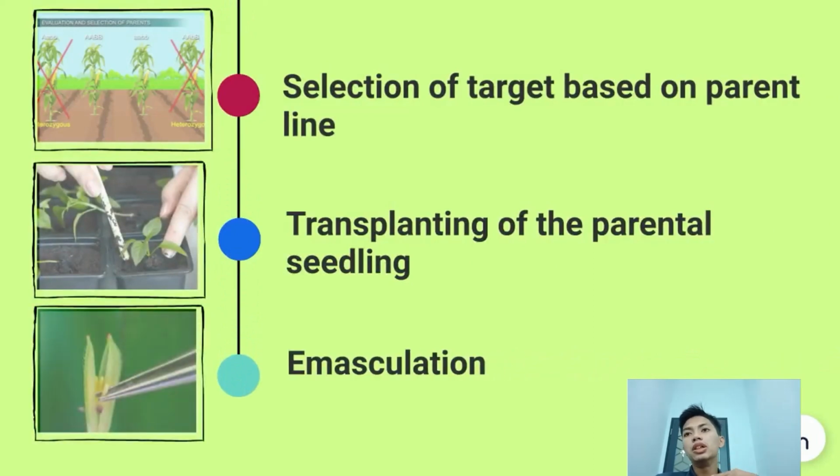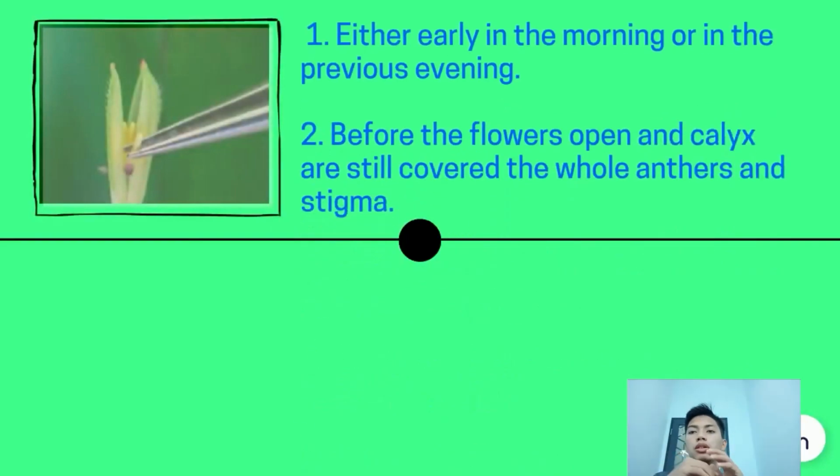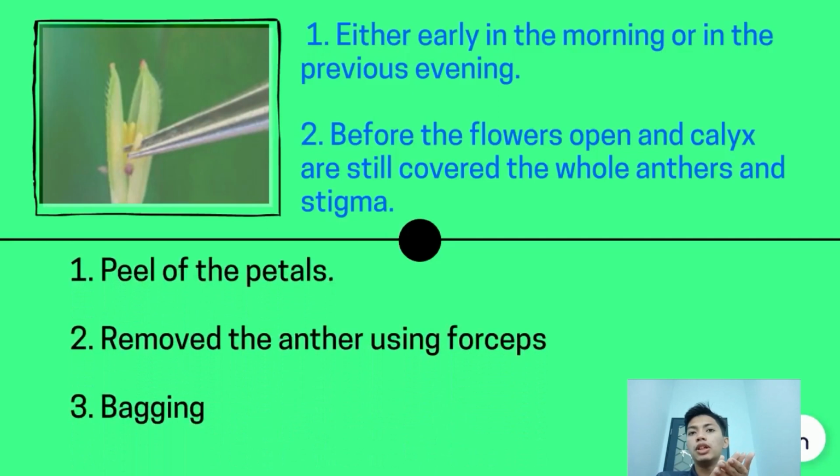Emasculation is basically the removal of the anther and its pollen to remove the virginity of the female flower. Emasculation may be done either early in the morning or in the previous evening. It also needs to be done before the flower opens and while the calyx is still covering the whole anther. Then peel off the petal, remove the anther using forceps, and then bag the flower.